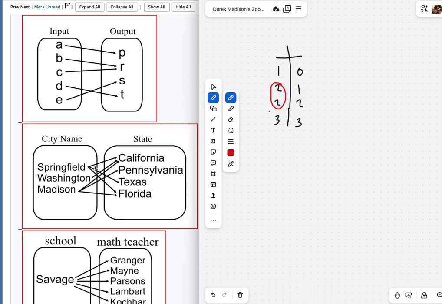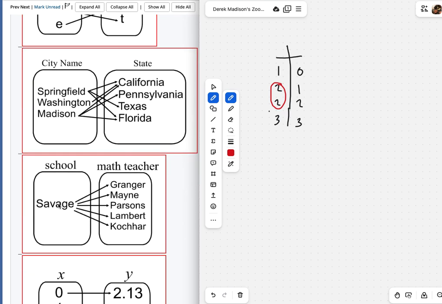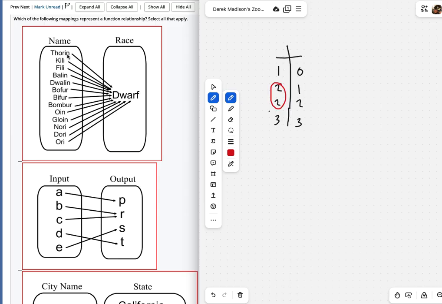When we're looking at it in terms of a map, what you'll see is more than one arrow leaving a given input. So down here, for the school at Savage High School, name a math teacher, there are 5 correct answers to who's a math teacher at this school. So again, you see lots of arrows heading from one input to multiple outputs. That's not a function.